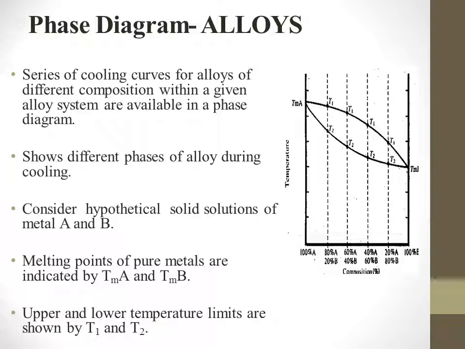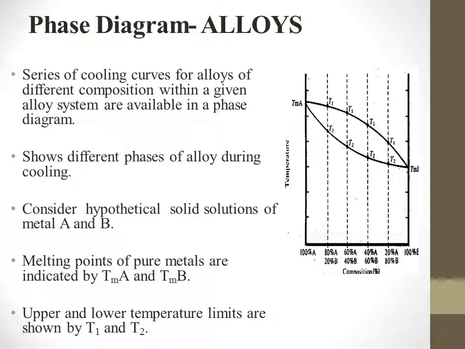So those were the cooling curves for pure metals. When we talk about alloys, which are a mixture of two or more metals, we call them phase diagrams. The series of cooling curves for alloys of different composition within a given alloy system is called a phase diagram. As you can see from this particular graph on the right, this shows different phases of alloys during cooling. Now, if we consider a hypothetical solid solution of metals A and B, again as you can see, on the y-axis we have the temperature and on the x-axis we have the percentage composition.